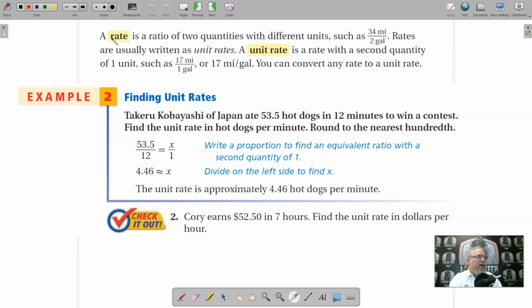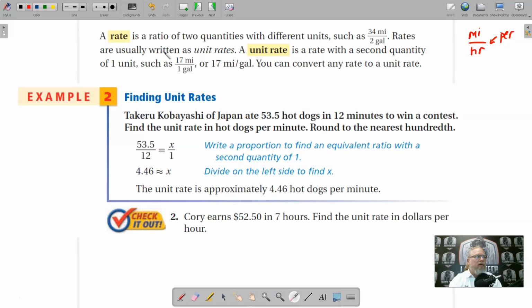All right. Moving along, a rate is a ratio of two quantities with different units, such as 34 miles to 2 gallons. Notice that the numerator is in miles, and the denominator is in gallons. We're comparing miles to gallons, so this is a rate. Whenever we talk about rate of speed, we're talking about miles per hour. And this division bar here, often we pronounce that as per. So miles per hour would also be a rate, your rate of speed.